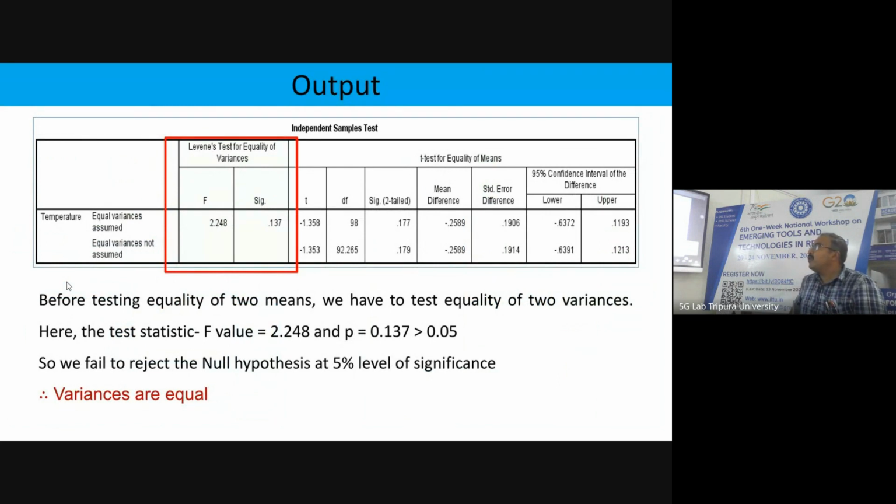Before testing equality of two means, we have to test the equality of two variances. Here the test statistic tells that the F value is 2.248 and the P value is 0.137. Now this 0.137 is greater than the 0.05 level of significance. It means that we fail to reject the null hypothesis at the 5% level of significance. Therefore, variances are equal. So now you have two sets of populations where the variances are equal. In the last one, the variances were not equal.